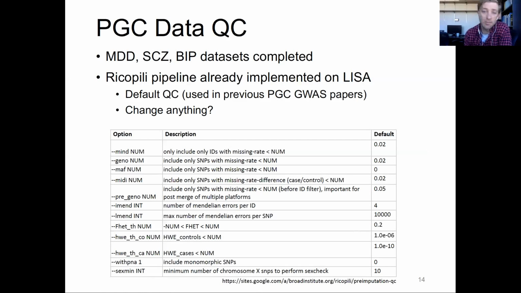Aren't you talking about applying the filters to the imputed genotypes, not the ones that you're getting from PGC? At this point, this would be the PGC data to then impute. Yeah.